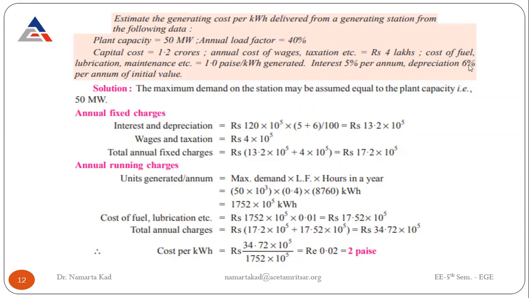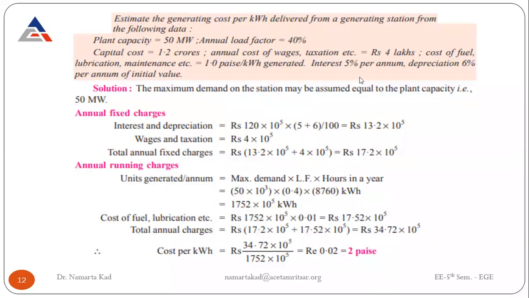Interest is 5%, depreciation is 6% of what? Of this capital cost, that is 1.2 crores. You can also write it as 120 into 10 raised to power 5, or 1.2 into 10 raised to power 7. So it is 120 into 10 raised to power 5 multiplied by (5 plus 6) divided by 100, because it is in percentage. Or you simply multiply 0.05 multiplied by 120 into 10 raised to power 5 plus 0.06 multiplied by this. By solving, you get 13.2 multiplied by 10 raised to power 5.